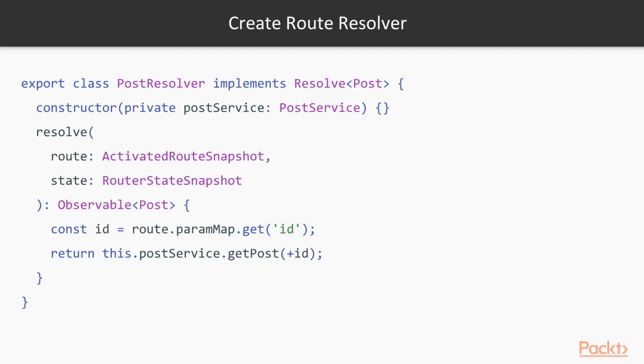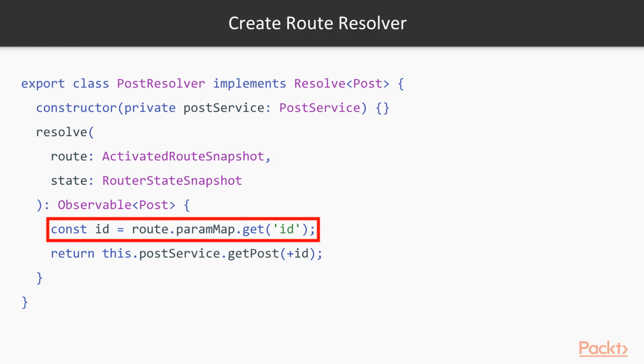There is a simple way to create the Route Resolver. Route Resolver is like a service. We have to create the post resolver service and we have to implement the Resolve interface. I have mentioned the Post type. We must override the resolve method. You can see that resolve method will take 2 arguments, route and the state.